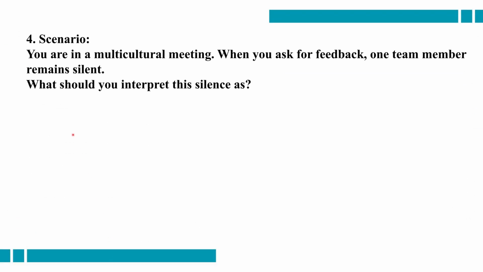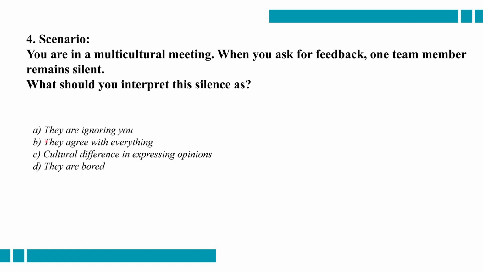Next scenario. You are in a multicultural meeting. When you ask for feedback, one team member remains silent. What should you interpret this silence as? Options are: A, they are ignoring you; B, they agree with everything; C, cultural difference in expressing opinions; Option D, they are bored.